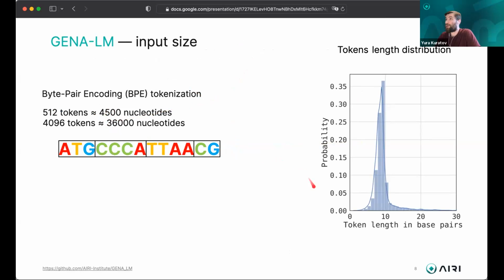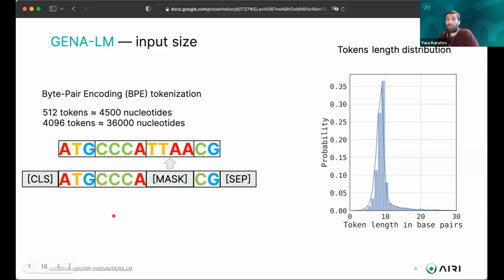Tokens in the vocabulary may vary in length. Here's the distribution of token lengths. Median length is about 9 base pairs, and we analyzed the long tail of this distribution and found that some of them represent well-known repetitive elements such as LINEs or simple repeats. Such tokens in the vocabulary help us to represent such repetitive parts of the genome with a single token, squashing dozens of nucleotides into a single token.